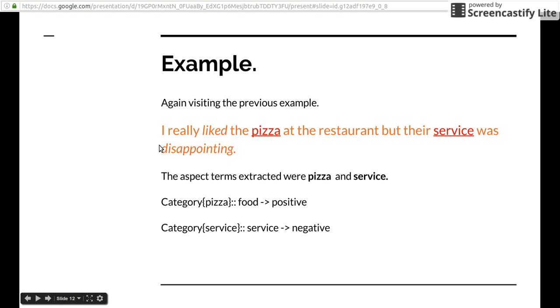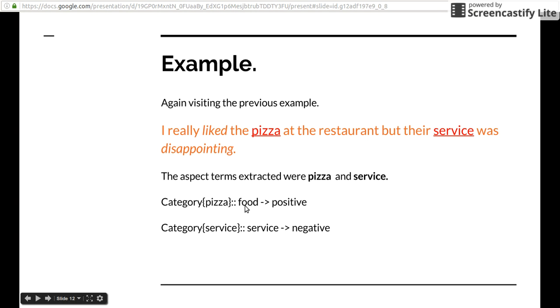We revisit this example again. I really liked the pizza at the restaurant, but the service was disappointing. In this example, the words pizza and service were extracted as aspect terms. Pizza falls under category food, whereas service falls under category service. Now, under food there is only one aspect term, which has a positive polarity, therefore food gets a positive polarity. Similarly, service has only one aspect term, service, which has a negative polarity, therefore service gets a negative polarity.